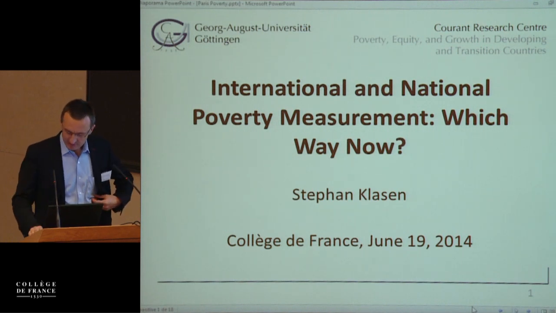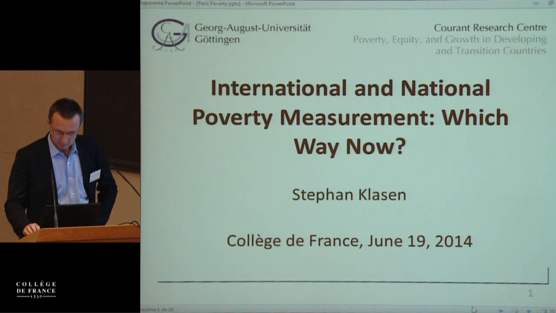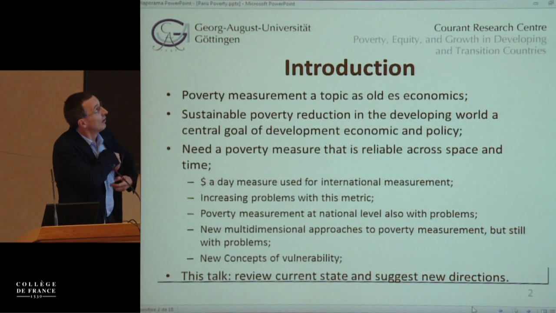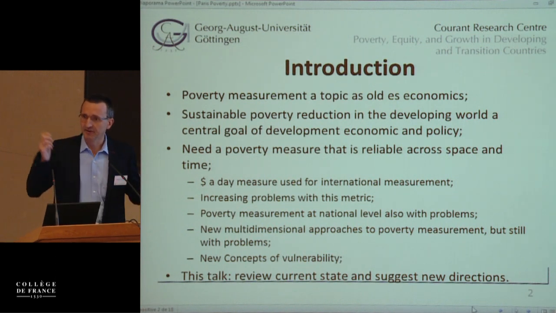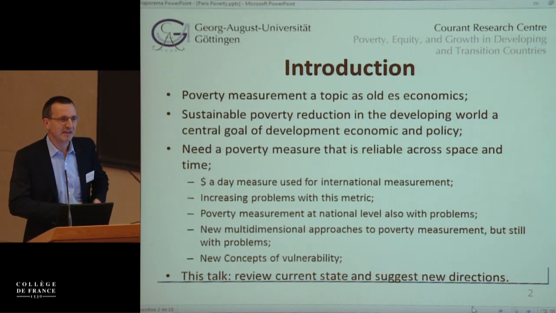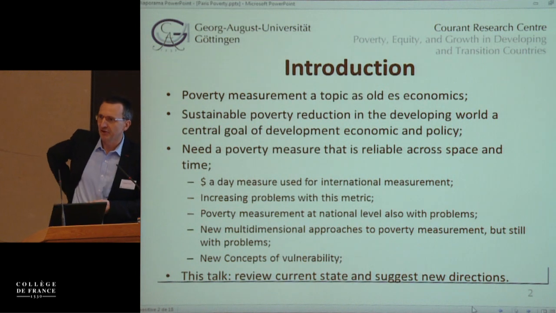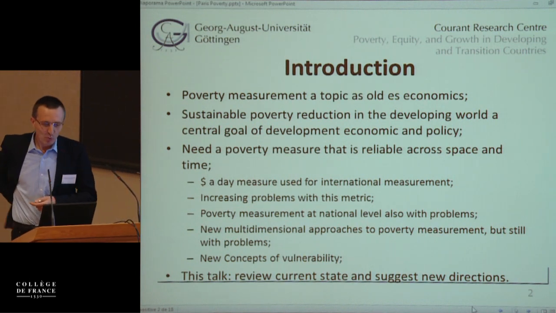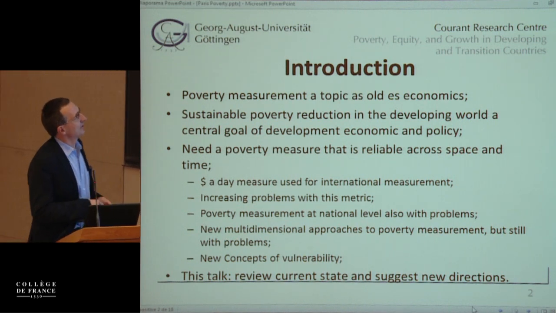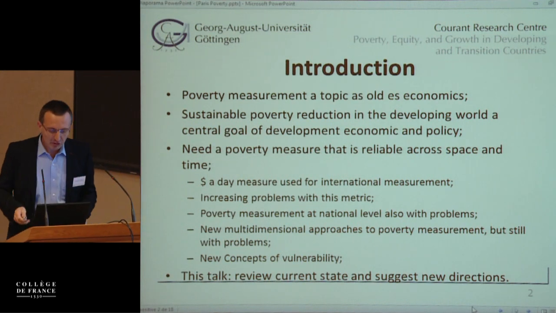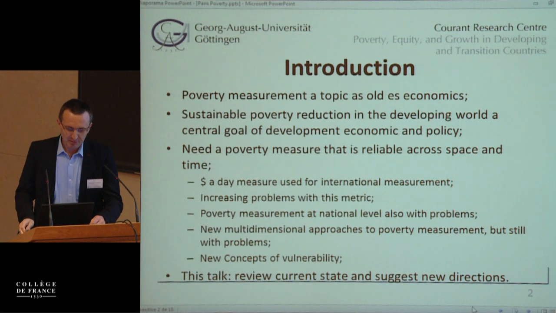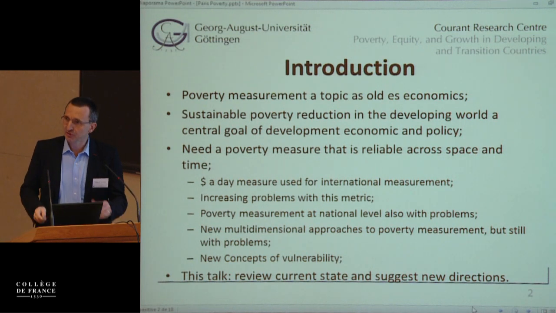You know, if we think about this, of course, poverty measurement is a topic as old as economics. Adam Smith talked about it. You may even think Aristotle talked about it, depending on how you interpret it. So why do we still need to think about this? We don't need to think about this because we don't think poverty is important, because we do.